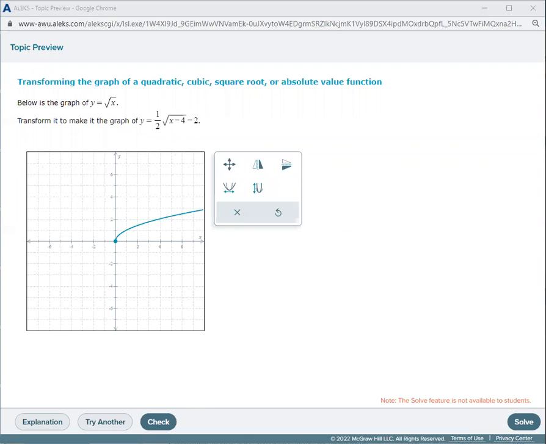Hi guys, I just wanted to do a short video where I talked about how to use the tools on ALEKS for transforming the graph. On this topic, transforming the graph of a quadratic, cubic, square root, or absolute value function, you're going to see a lot of tools.